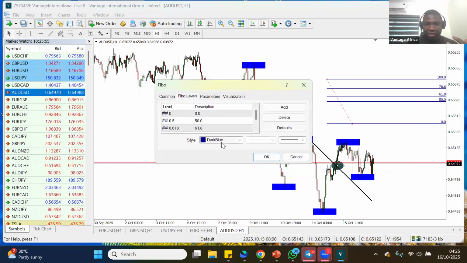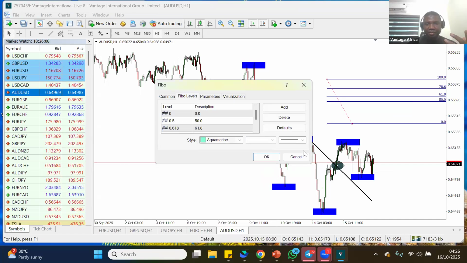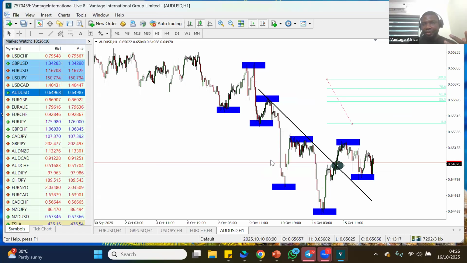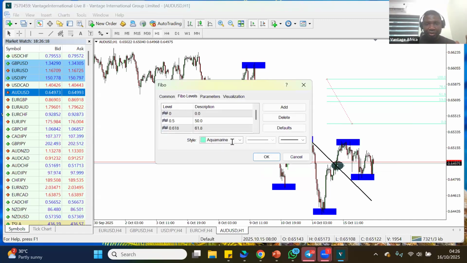Let's say we change it to something easier to recognize. Orange, red, no, crimson. Let's say we change it to aquamarine, right? So we can see the colors now, very obvious. Now everything is changed, but I prefer black, so I'll change it back to black.